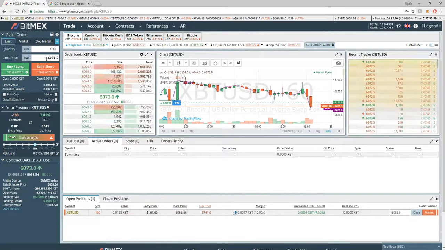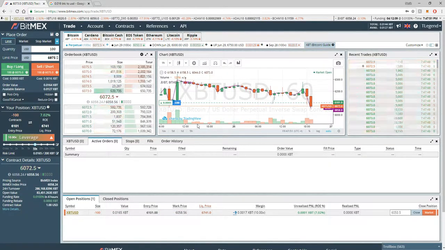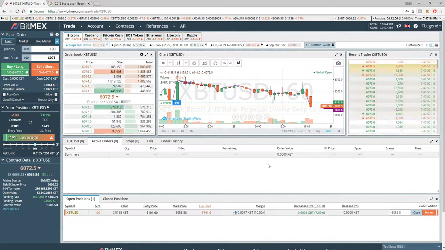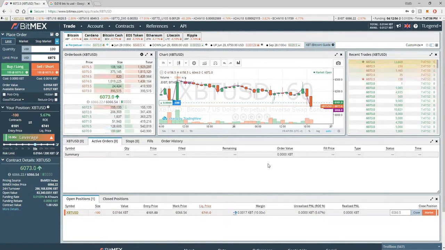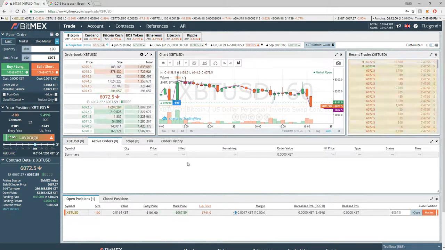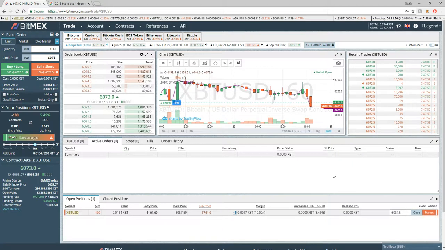I'm going to leave this open though, because I do believe Bitcoin, we are looking to getting close to like 5,100. So I'm going to keep adding more, which I have in my main account. I have active orders in my main account already. I think that's about it.